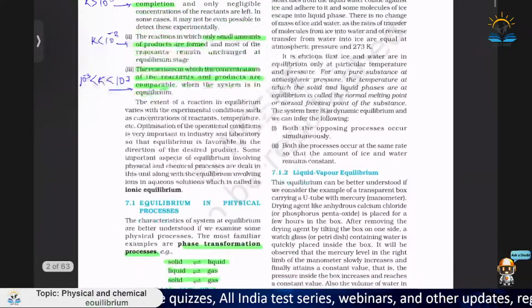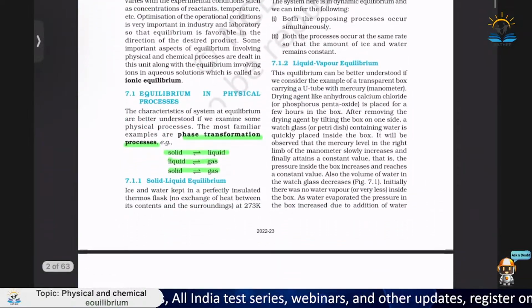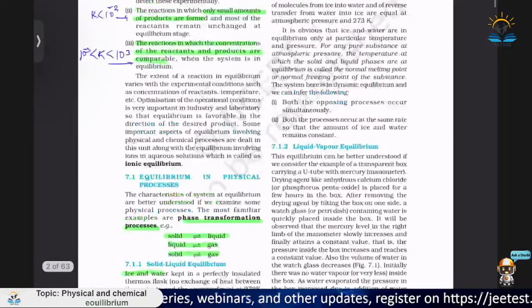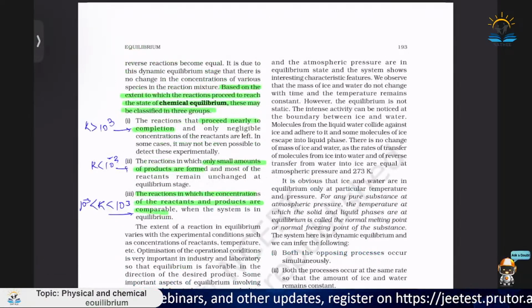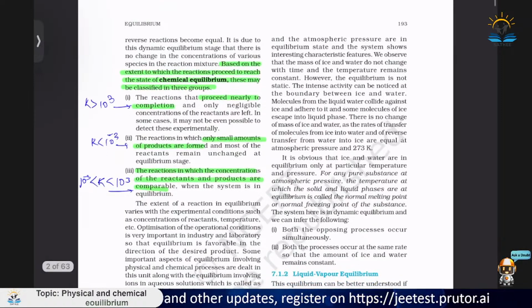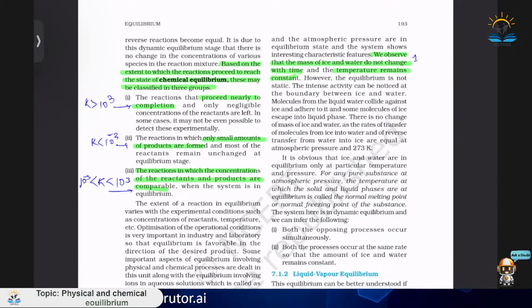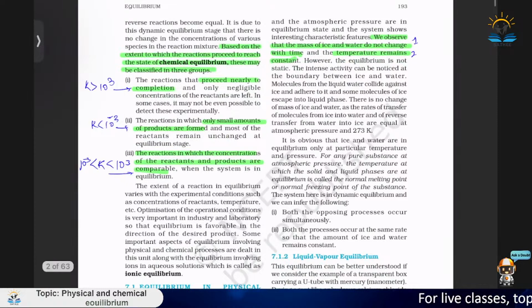In a solid-liquid equilibrium, what is happening? An example is ice and water kept in a perfectly insulated thermos flask at atmospheric pressure, and at equilibrium we observe something. We observe that the mass of the ice and water does not change with time. Even the temperature remains constant. The total mass of ice and water does not change, and the temperature is fixed. These are parameters of the reaction, and we can see that these have become constant. So equilibrium has been reached.